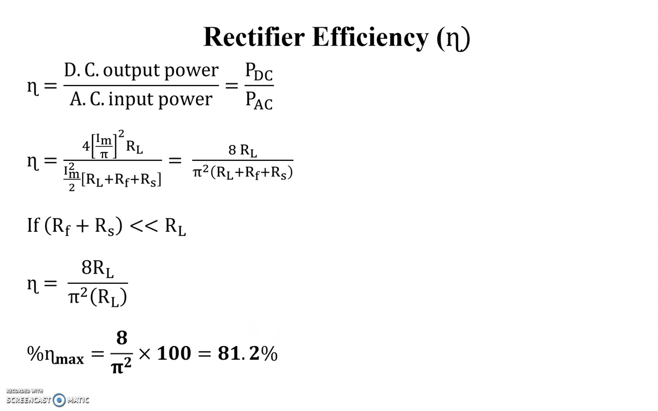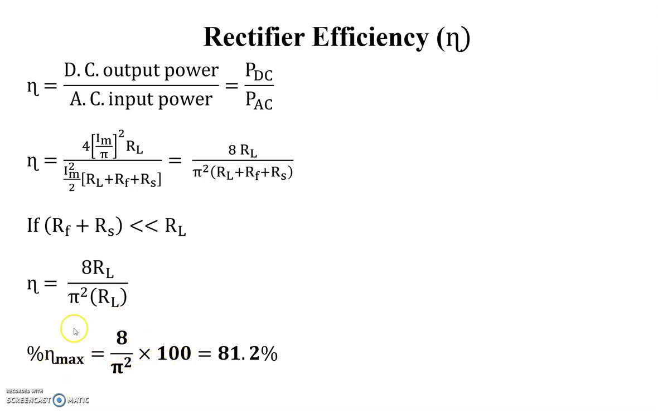Next we will move on to the efficiency of the rectifier. What is the efficiency? It is nothing but the ratio of DC power output to AC power input. You know these two values, so just substitute and find the efficiency. Also consider that RF plus RS is far less than RL. So neglecting these two resistor values, the efficiency will become 8 into RL divided by pi square into RL. RL gets cancelled. Simplifying this, the efficiency is nothing but 8 by pi square.